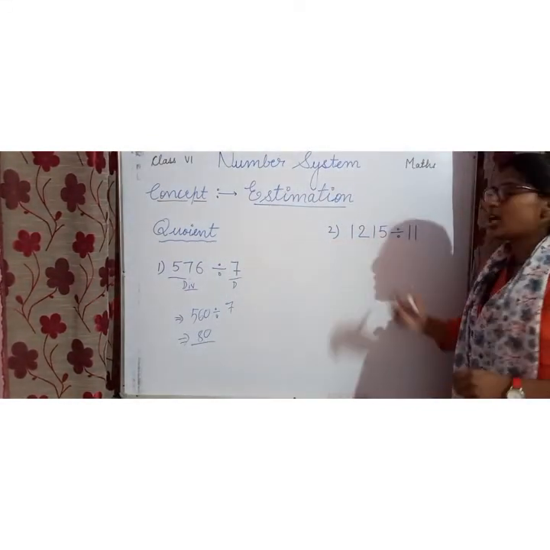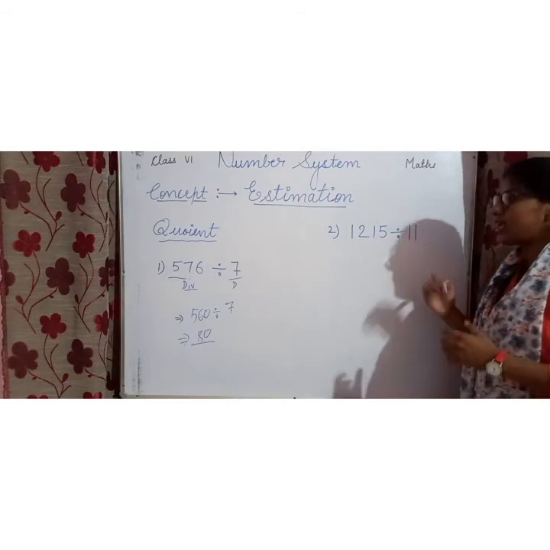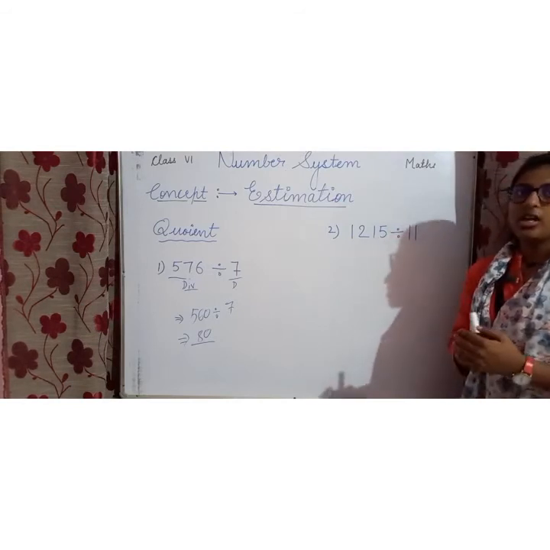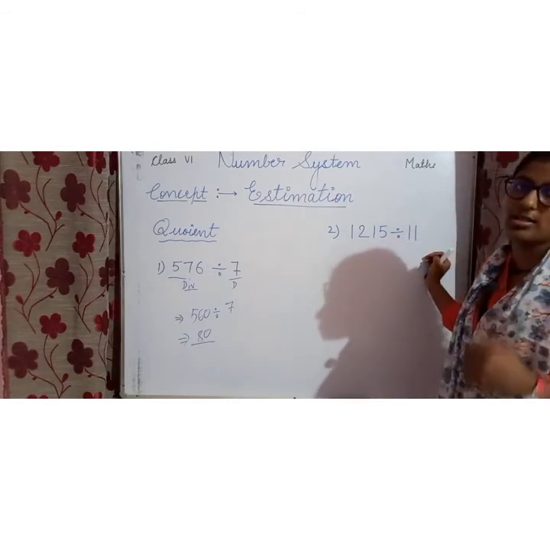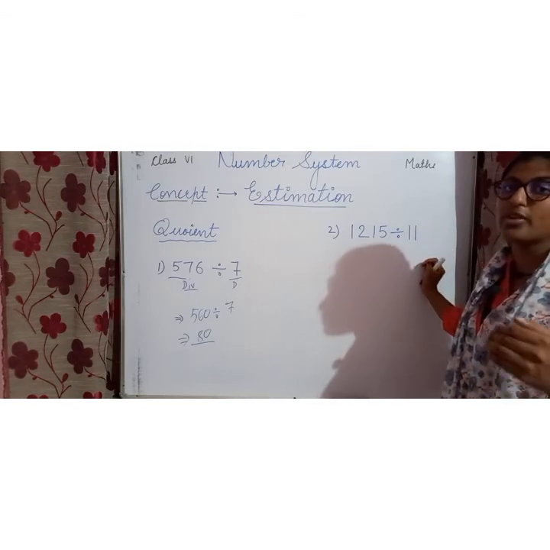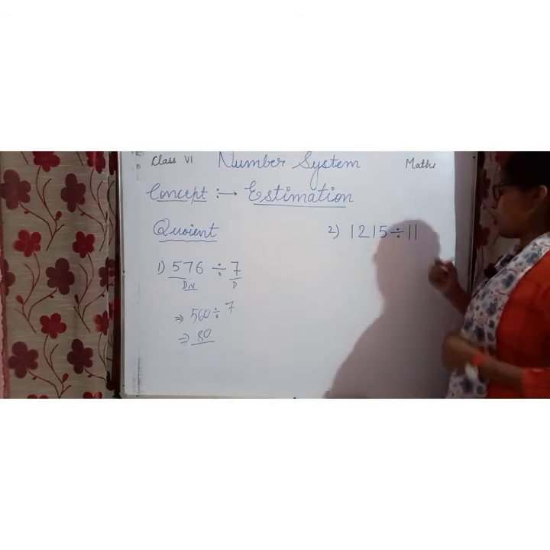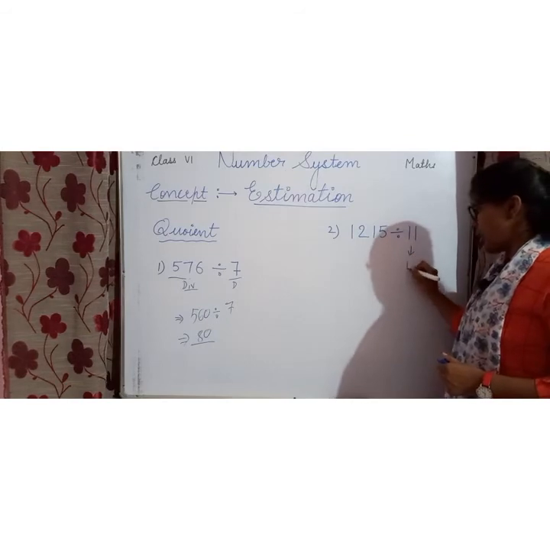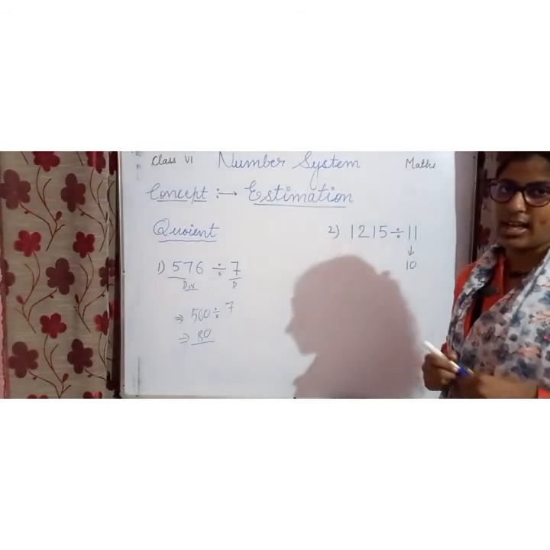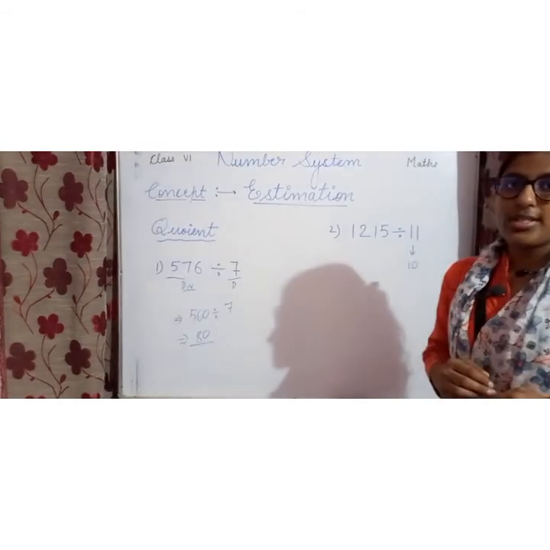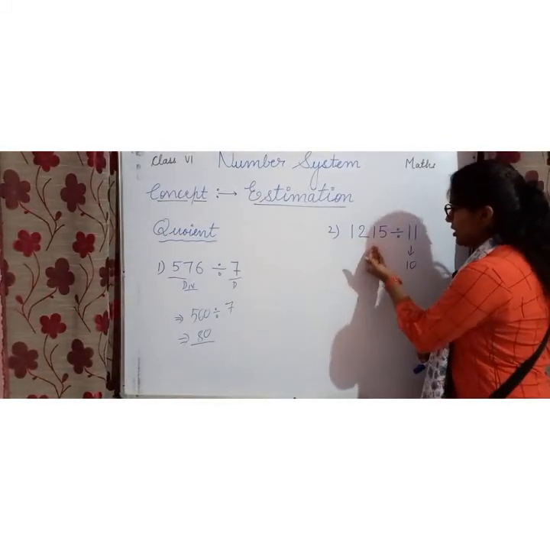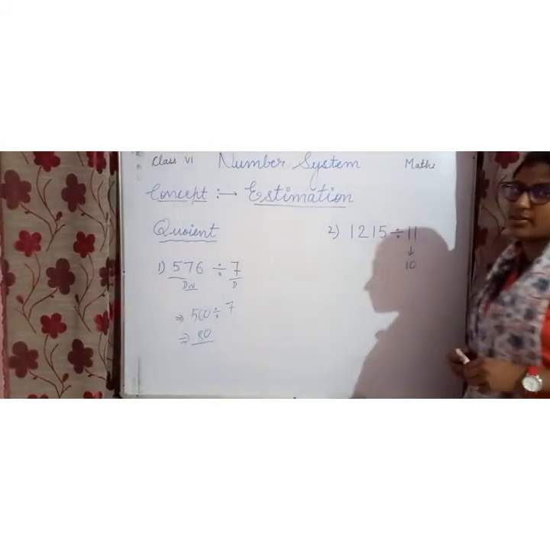Now 1215 divided by 11 is given. Clear? Now you can see here we have a 2-digit number at the place of the divisor. So we will round that off. Now how do you round it off? When you round off 11, you get the answer 10. Step number 2 is saying round off the dividend to the nearest multiple of the divisor.